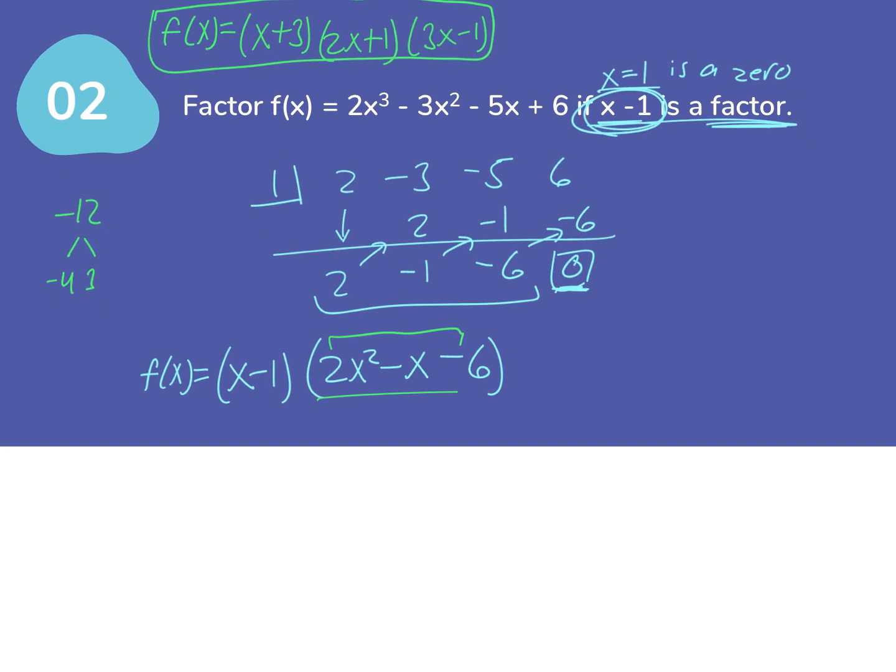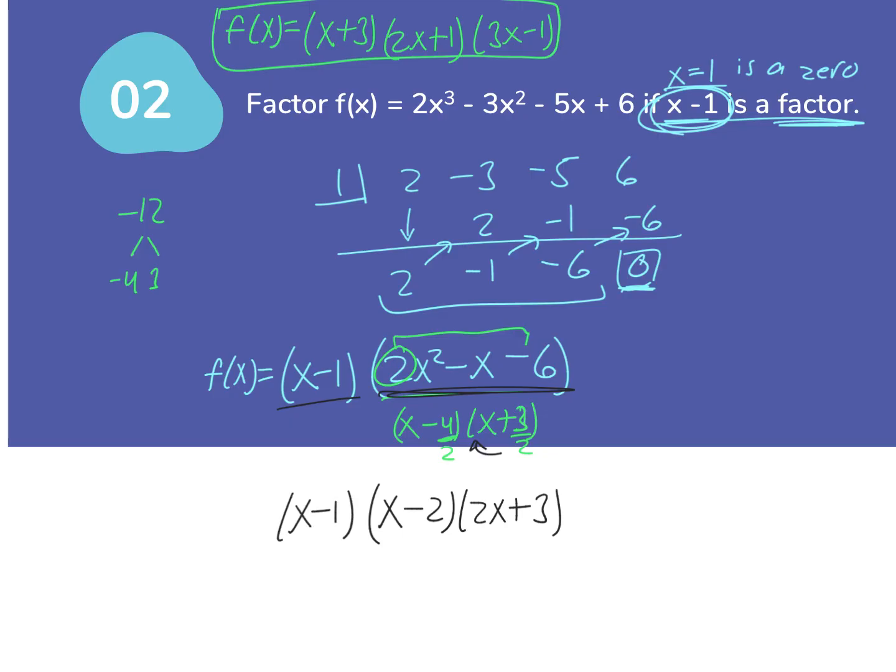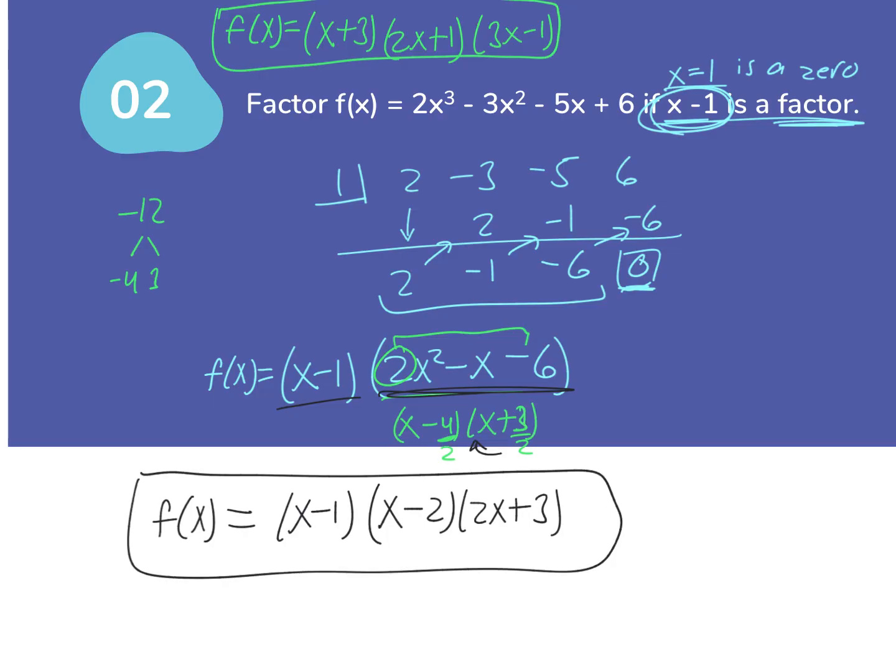So then we would get an x minus 4 and an x plus 3. There is a 2 in front, so I'm going to divide by 2. If it divides, we're going to divide it. It's going to be x minus 2, and then we can slide that 2 up front, 2x plus 3. So those are the factors that we get from this quadratic. And then I just want to bring down the x minus 1. If you look at each of our factors, none of them can be factored any further. So this is our answer in factored form.